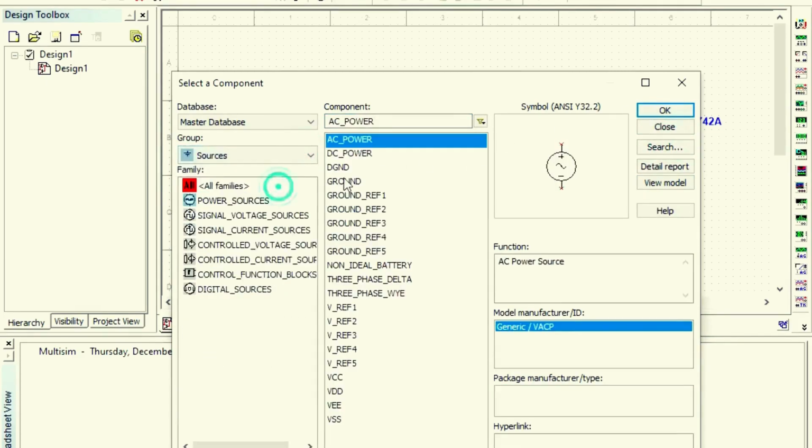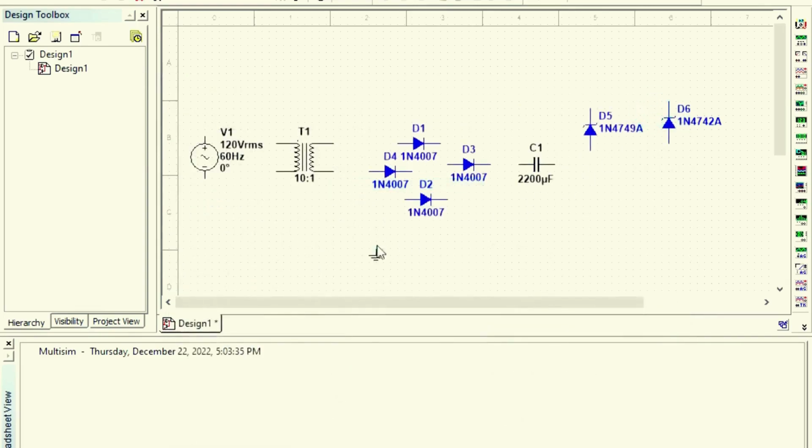Now, last but very important is ground. Without grounding our circuit will not work. We selected all the required components we need now. It is time to connect them up to make a circuit.